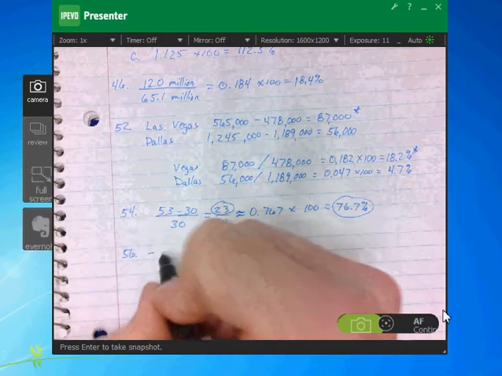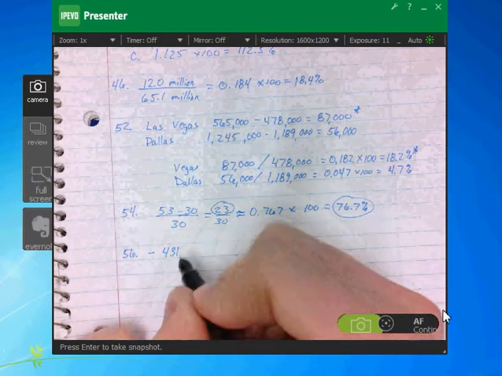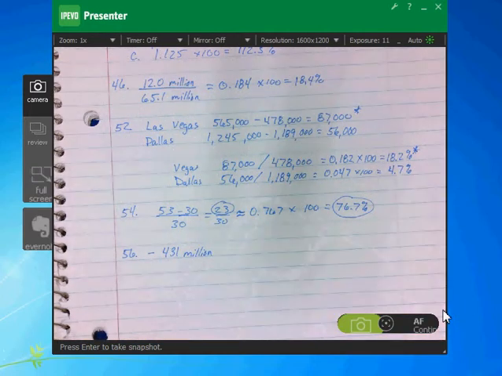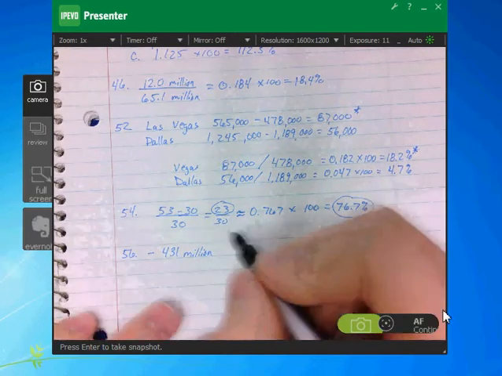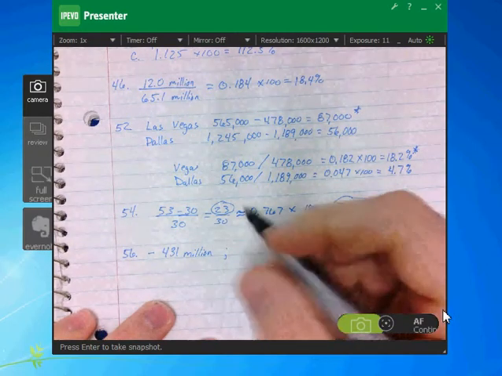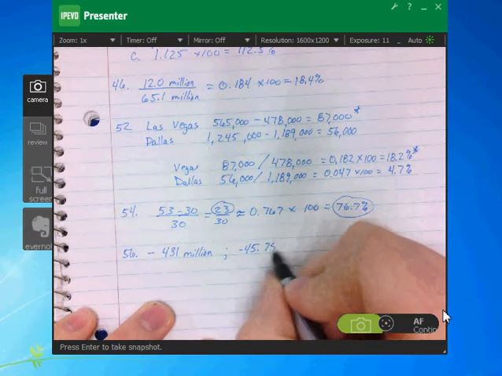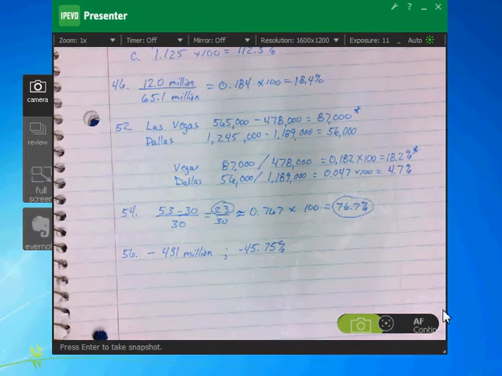So for 56, our absolute change is a decrease of 431 million, and then with that, our relative change gives us a negative 45.75%.